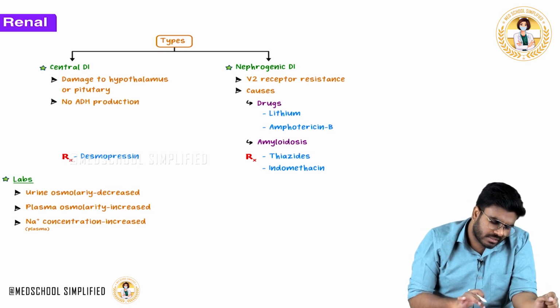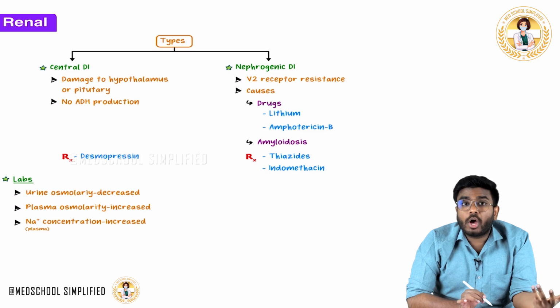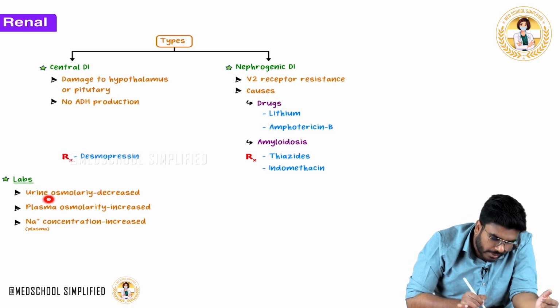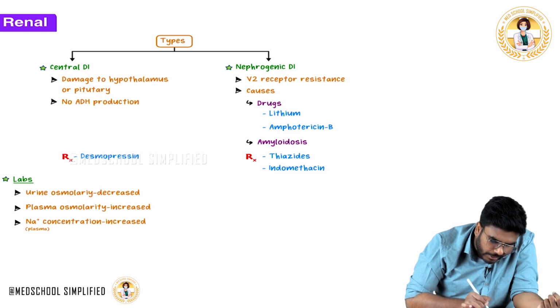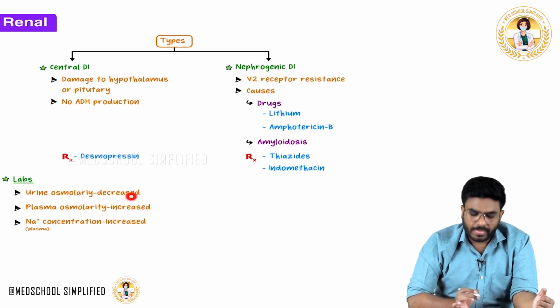Sir, in diabetes insipidus, what are the labs? Now polyuria, right? So what about the urine osmolarity? Polyuria, more urine, more water is going out in the urine. So urine will be concentrated or diluted? Diluted urine. So urine osmolarity, or urine concentration, is decreased.